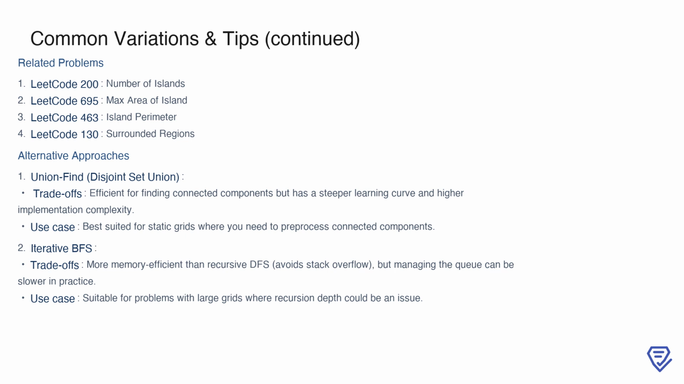When it comes to alternative approaches, union find, or disjoint set union, is a powerful technique for finding connected components. While it is highly efficient in static grids, it does come with a steeper learning curve and more complex implementation. This makes it ideal for scenarios where you need to pre-process connected components. Another option is iterative BFS. This method avoids issues with stack overflow, making it more memory efficient than recursive DFS. However, managing the queue can sometimes introduce overhead, so it's a trade-off to consider. This approach is particularly useful for solving problems on large grids where recursion depth is a limitation.